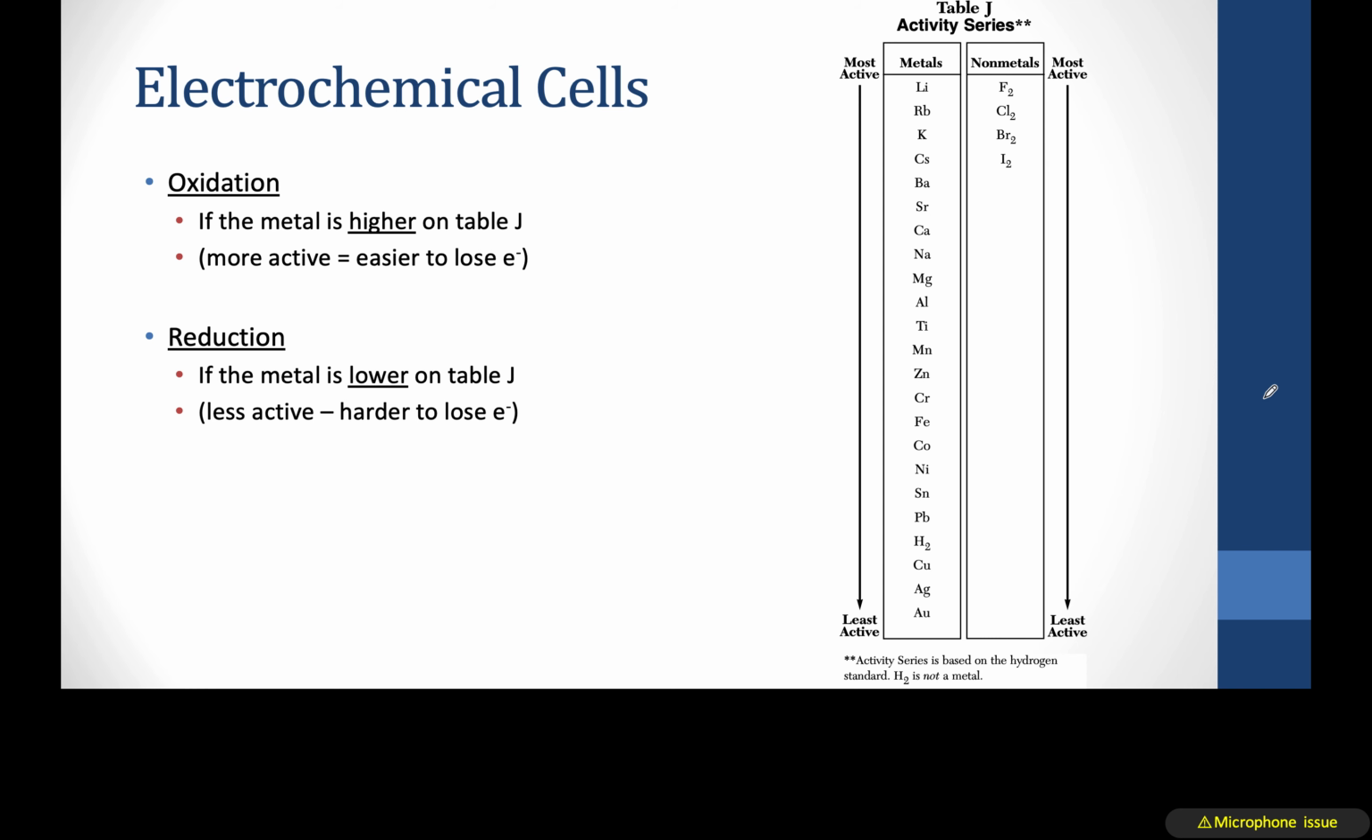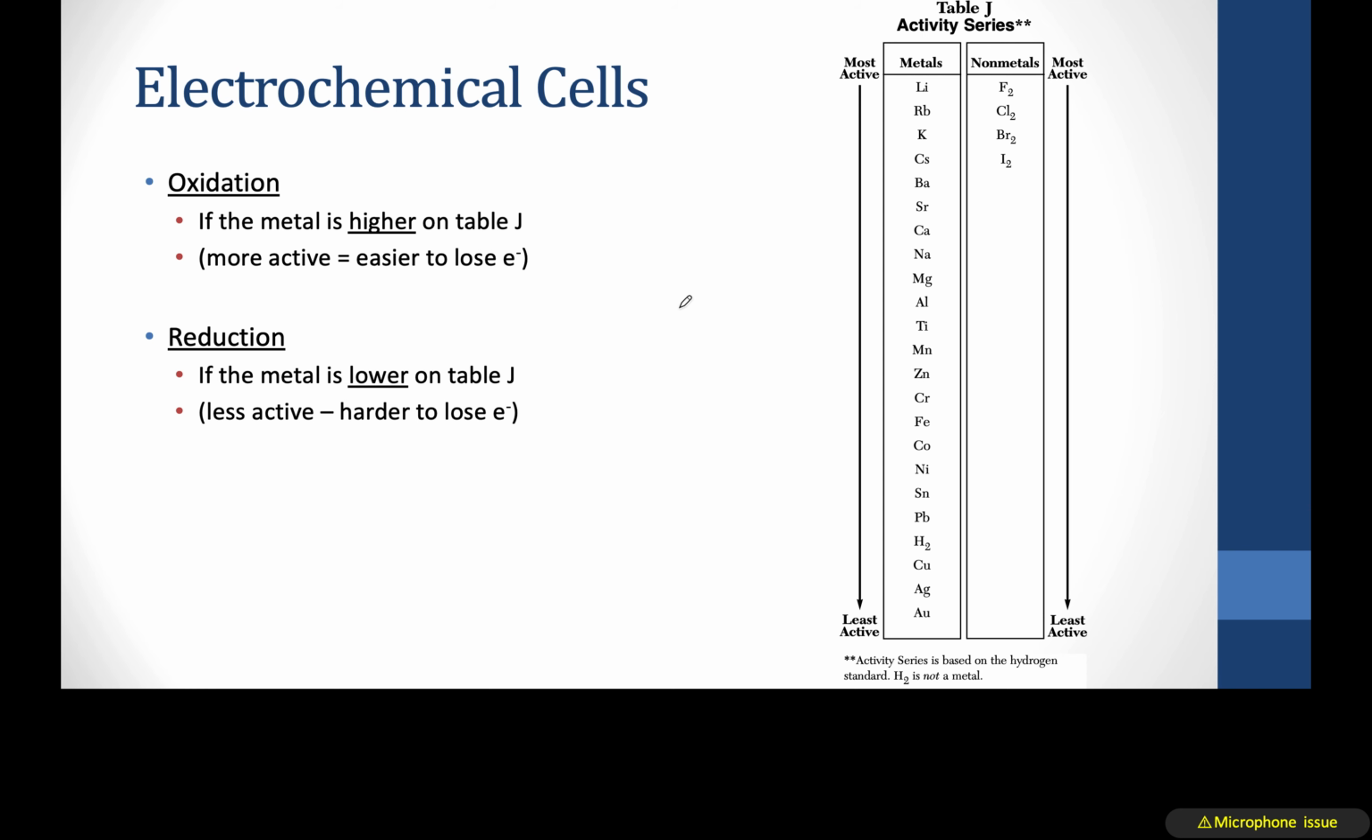So we need table J, right? We've used this before when we looked at acids and bases, right? Remember, anything above H2 reacts with an acid because it's more active, and anything below H2 didn't react, right? So this is the activity series. Essentially, the more active you are, the easier it is to lose electrons. So lithium cannot hold on to its electrons, whereas gold's pretty good, okay, at holding on to its electrons.